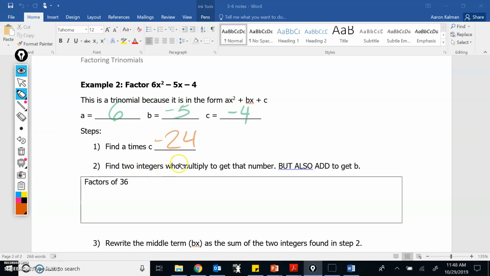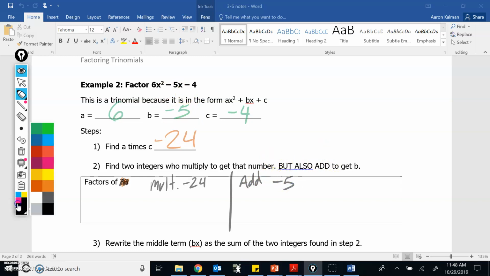So we want two numbers that, and it's not 36, sorry guys, I messed that up. You want two numbers that multiply to get negative 24, but at the same time add to get the B value. Here's the B value right there, negative 5. This might not be as obvious for some of you, so let's write our factors down. To get negative 24, we can do 8 times negative 3. We can do negative 8 times positive 3, and there is a difference between the two when we add them together.